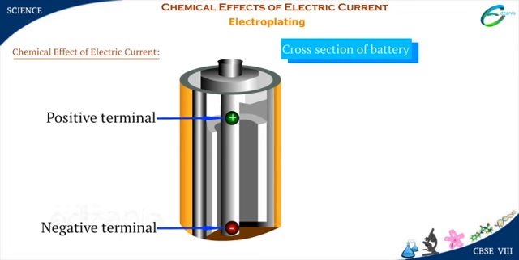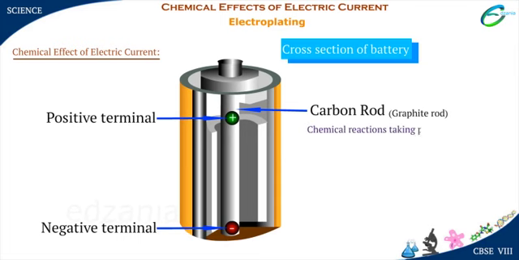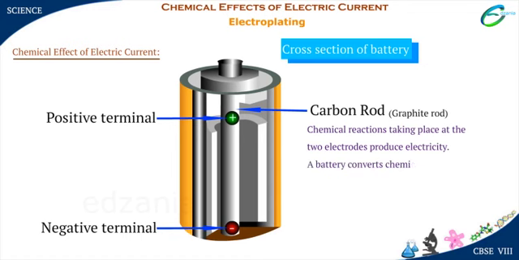Between these two electrodes lies a carbon rod surrounded by some chemicals, which provides the chemical energy to the cell. The chemical reactions taking place at the two electrodes produce electricity on connecting a circuit between them. In a dry cell, chemical reactions produce electricity. In other words, a battery converts chemical energy into electrical energy.